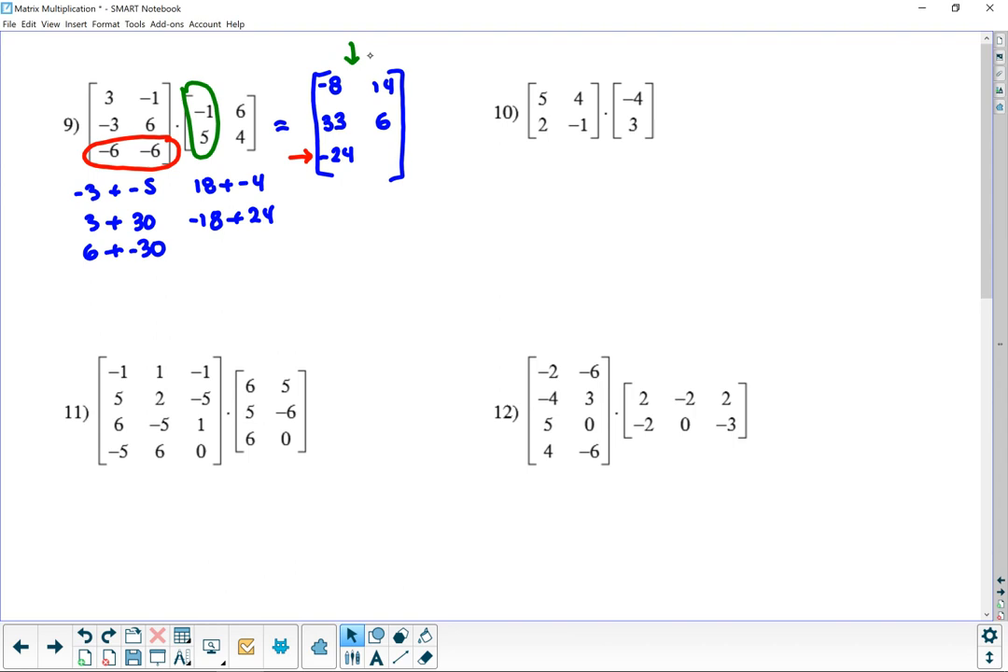Last entry down here. Second row. Sorry, third row, second column. So -6 times positive 6 is -36, plus -6 times 4 is -24. Total, -60.